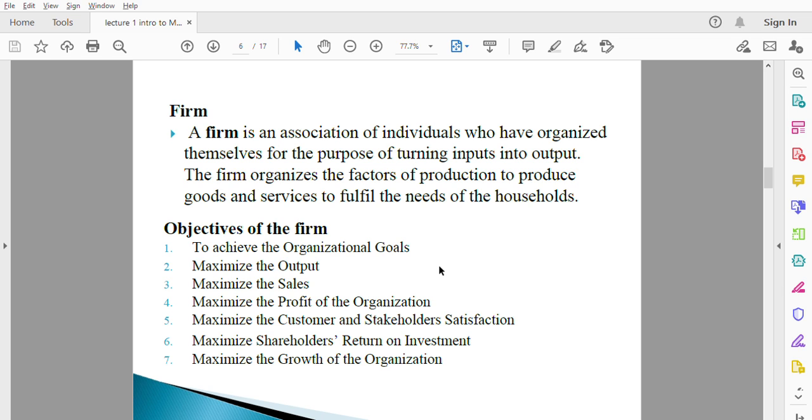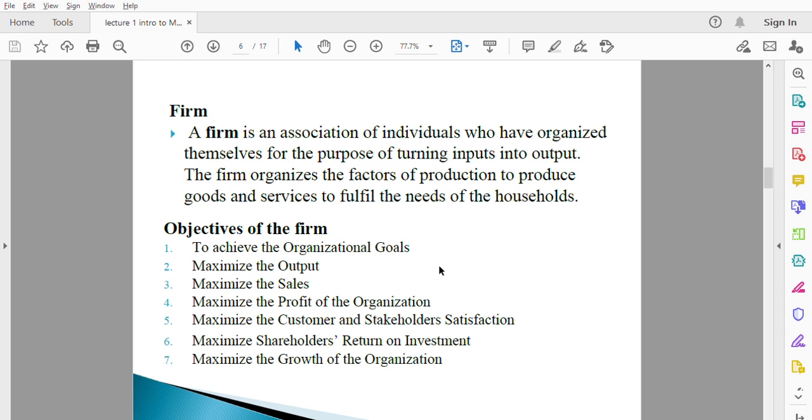I believe in economics you learned examples of inputs: raw materials, land, labor, capital, entrepreneur, the factors of production. So for instance, if you have raw materials and you employ labor, labor is an input, raw material is also an input. If these inputs are transformed into an output, a final product that is for sale, all the individuals that have come together, organized to do that, together they are a firm. So a firm organizes the factors of production to produce goods and services to fulfill the needs of households.